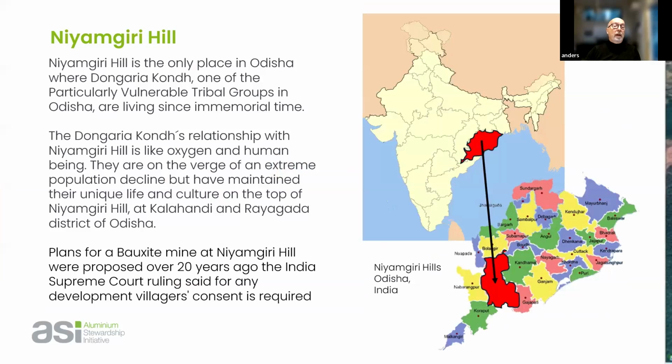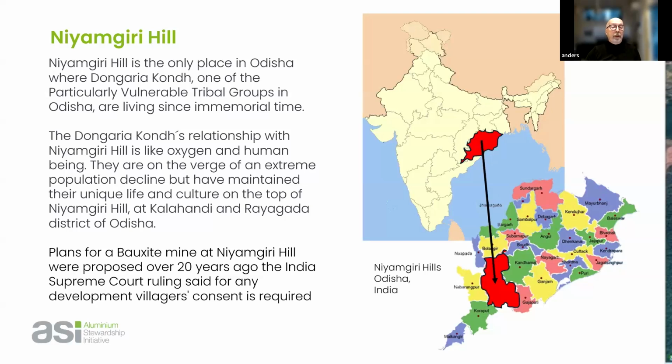The second case in India was the case about Nyamgiri Hill. Nyamgiri Hill is the only place in Odisha where Dongaria Kond, one of the particularly vulnerable tribal groups in Odisha, have lived since time immemorial. The Dongaria Kond's relationship with Nyamgiri Hill is like oxygen and human being. They are on the verge of an extreme population decline, but have maintained their unique life and culture on the top of Nyamgiri Hill at Kalahandi and Rayagada district of Odisha.